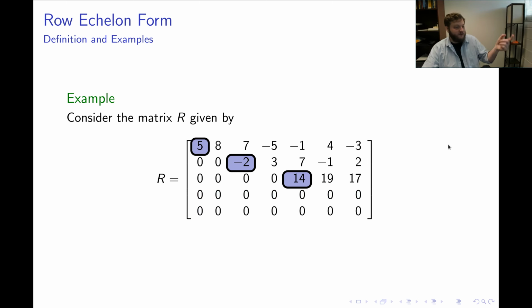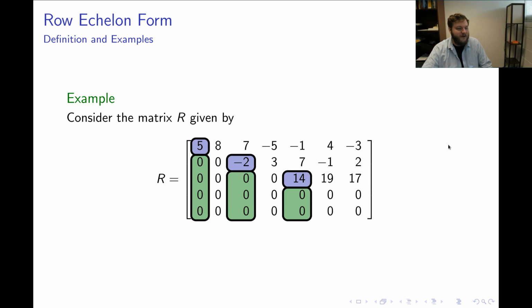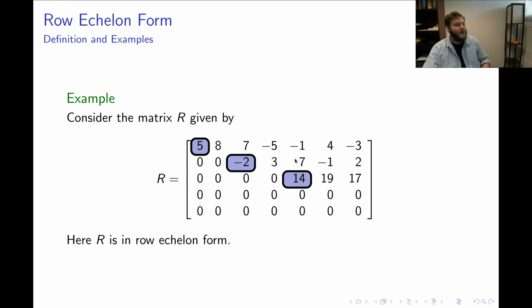The direction of travel from pivot to pivot is right and down here, so that's fine. The third rule passes. And you'll note that every entry below a pivot here equals 0. There are some non-zero entries above my pivots, but I don't care about that. So this matrix is not reduced row echelon form, but it is in row echelon form.